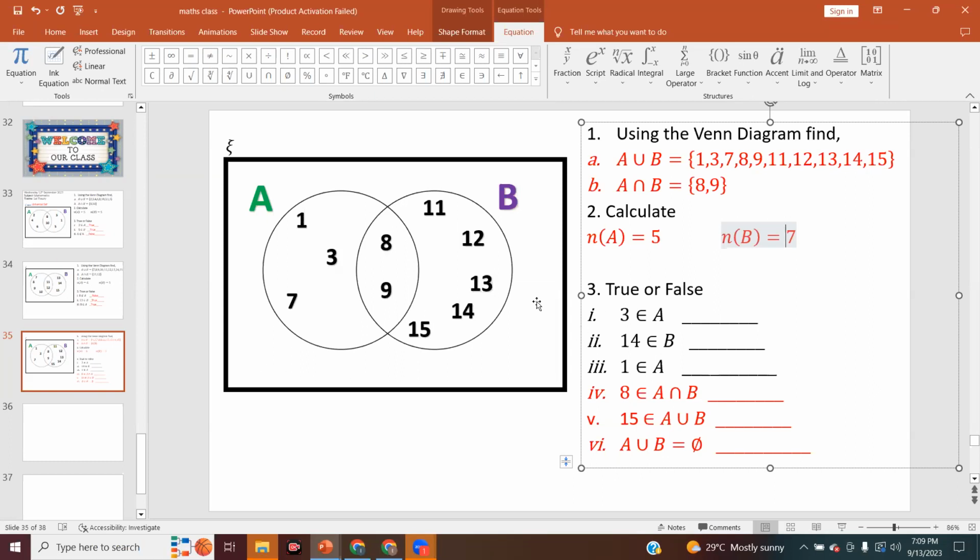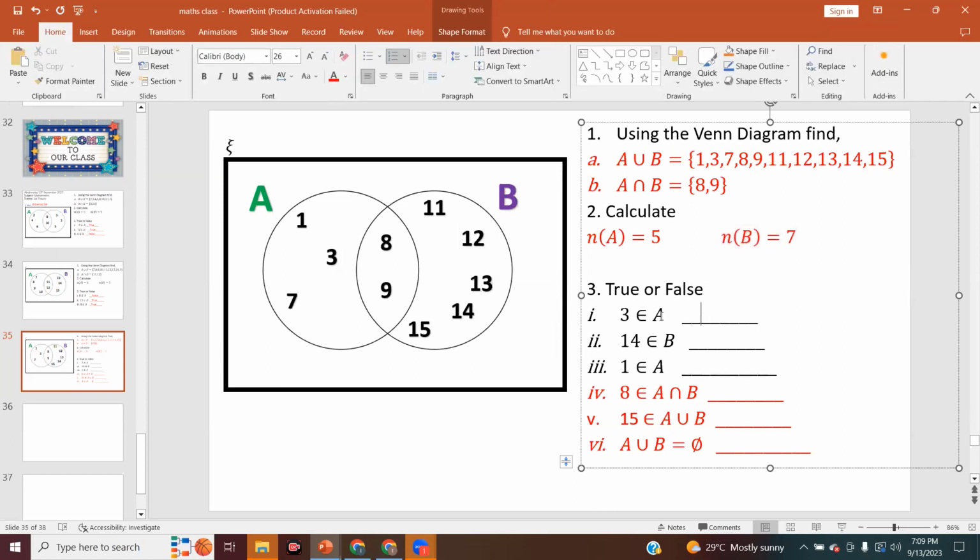Okay. All right, now for number 3, true or false? 3 is an element of A. True or false? True. Very good. 14 is an element of B. True or false? True. Very good. 1 is an element of A. True or false? True. That's also true.